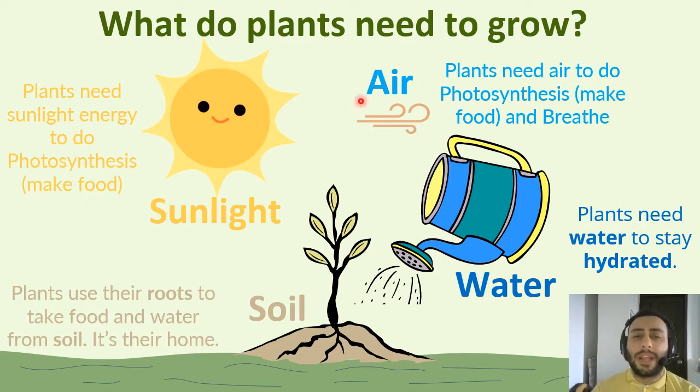We also learned that air is important because it helps with photosynthesis, you already know, and it helps them breathe. Plants breathe just like us, so they need air to breathe. And lastly, you learn that soil is very important because plants use their roots to take food and water from soil. It's also their home. They grow from there, right?